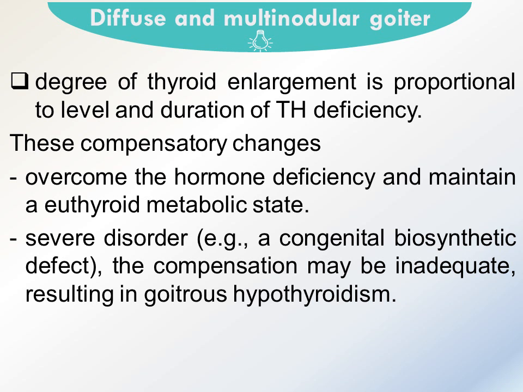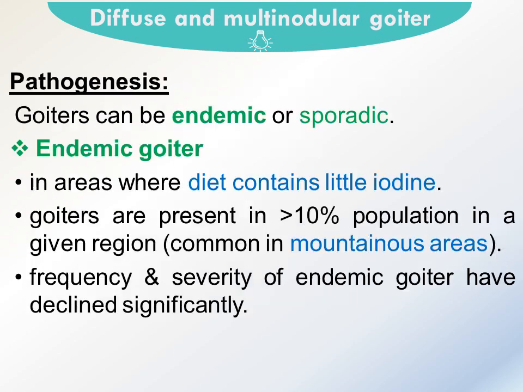However, if the underlying disorder is severe, for example a congenital biosynthetic defect, the compensation may be inadequate, resulting in goitrous hypothyroidism. The pathogenesis: goiters can be endemic or sporadic.